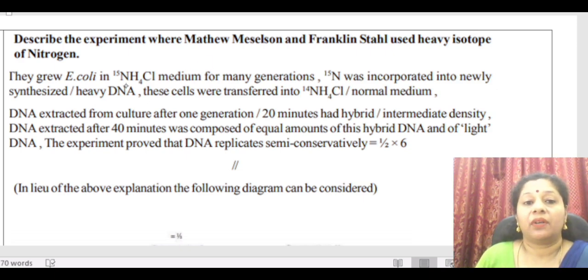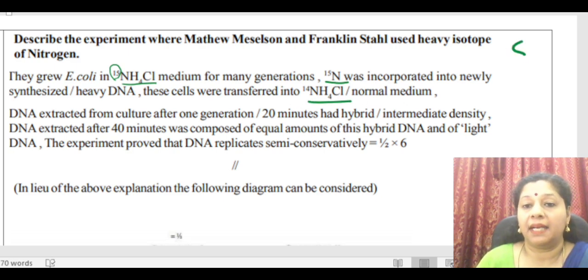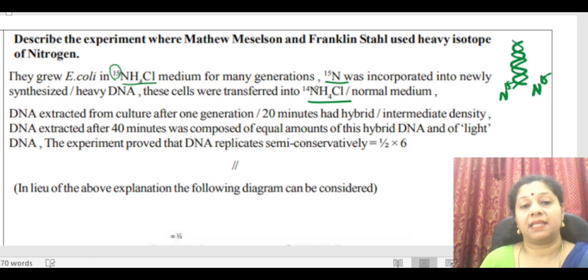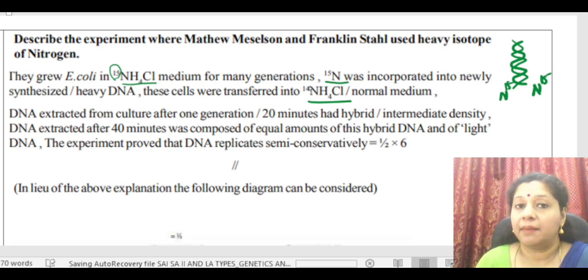And the medium they used for growing was ammonium chloride, which contained the heavy isotope of nitrogen. So initially they grew the bacteria Escherichia coli in ammonium chloride with the heavy isotope of nitrogen, N15, medium for several generations. So N15 was incorporated into the newly synthesized heavy DNA. These cells were transferred into NH4Cl normal medium. So initially they made both the strands with N15, that means heavy isotope of nitrogen, by continuously growing the bacteria Escherichia coli in the ammonium chloride medium.